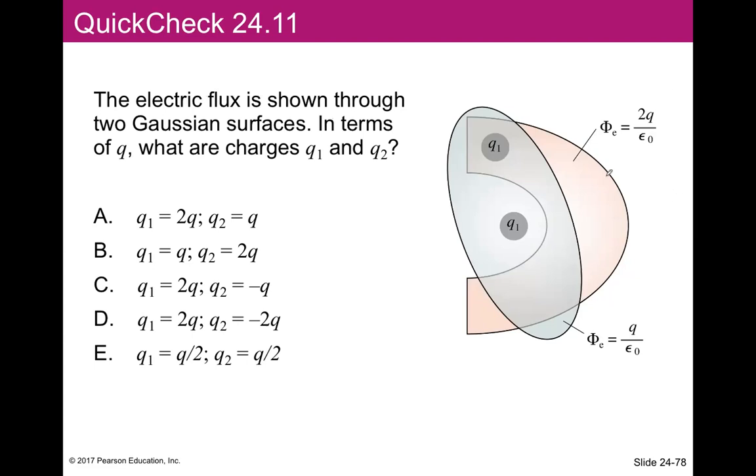Okay, so first of all, let's talk about this. Let's call this surface one. This is surface two. For surface one, it contains... Oh, the label is wrong. So this should be Q1. This should be Q2. For surface one, it contains Q1 and Q2. For surface two, it contains only Q1. Q2 is out of the surface.